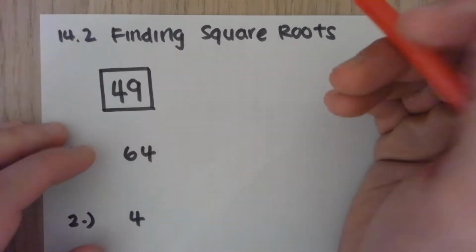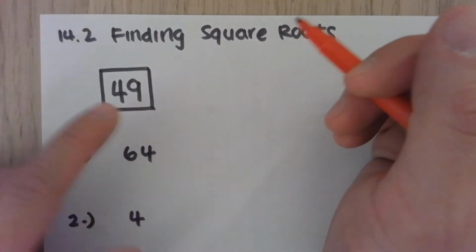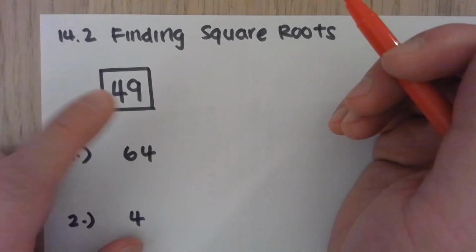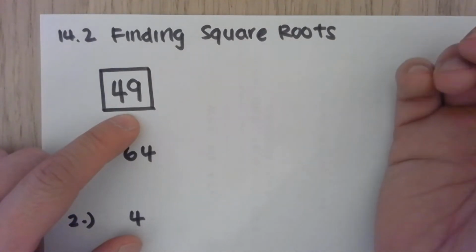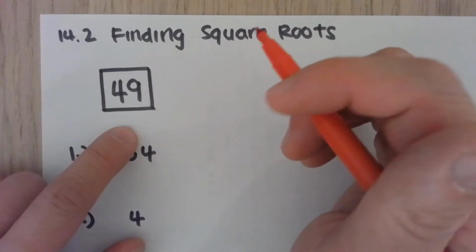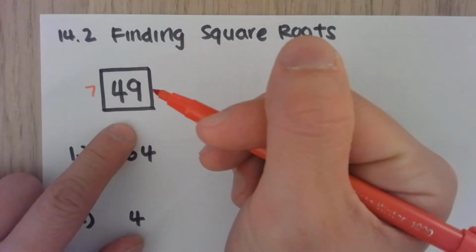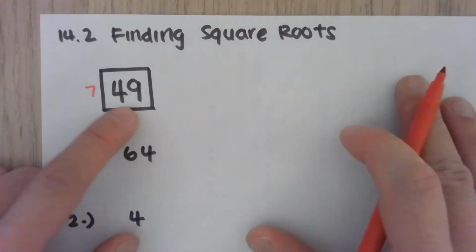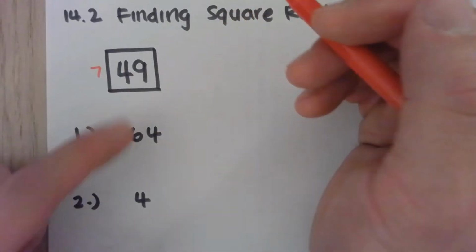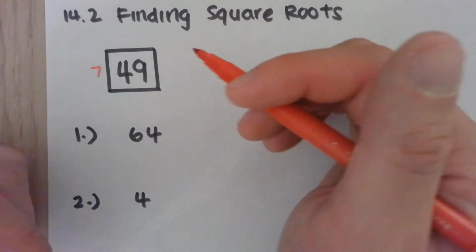Now, what does it mean to find the square roots? Basically, if I were to give you a square with an area of 49, you are going to find the sides. What are the sides of the square? Oh, I see, it's going to be 7 because 7 times 7 gives you 49. So that's what we're going to do today. We're going to find the sides, the dimensions of a square.